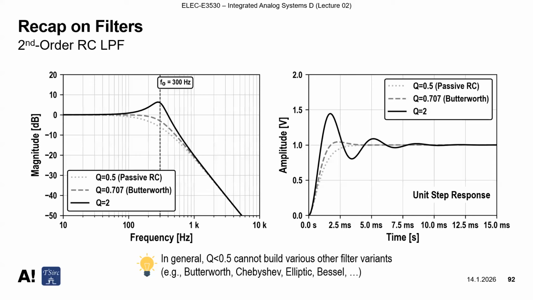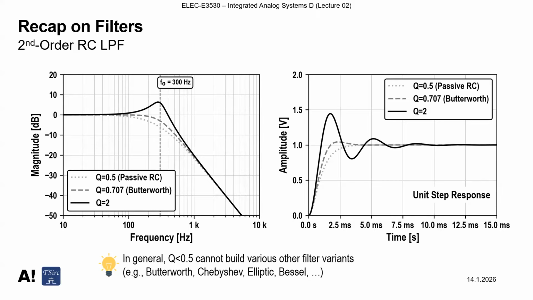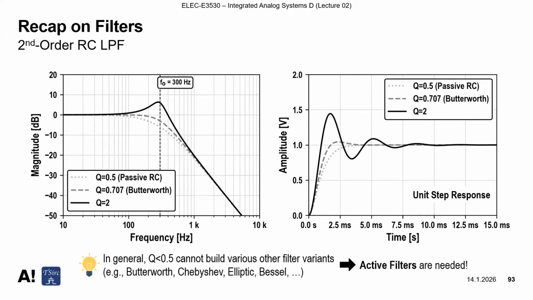In general, a Q factor less than 0.5 cannot build various other filter variants, such as those you have probably seen during your bachelor course: Butterworth, Chebyshev, elliptic, and Bessel filters, which have very sharp edges that go toward a more ideal filter. We cannot build them with an RC passive low-pass filter because its Q factor is limited to 0.5. I will not go through the theoretical analysis of why in too much detail. You can search more. Anyway, we need active filters. We cannot use just the RC passive version of the filter.